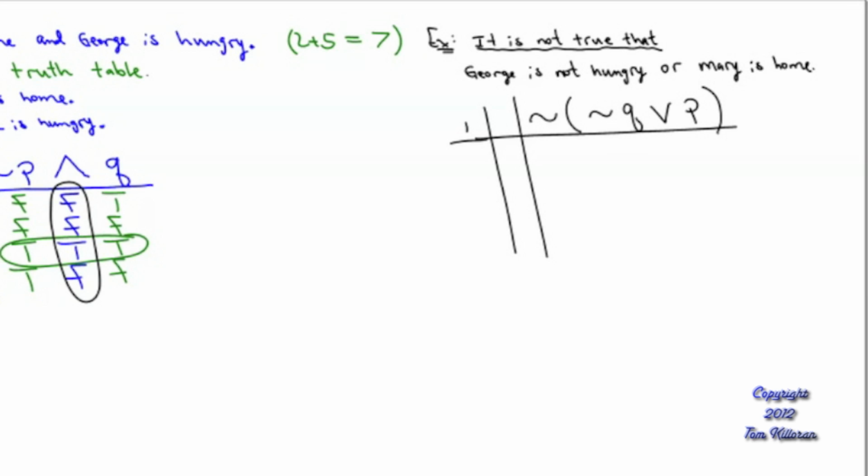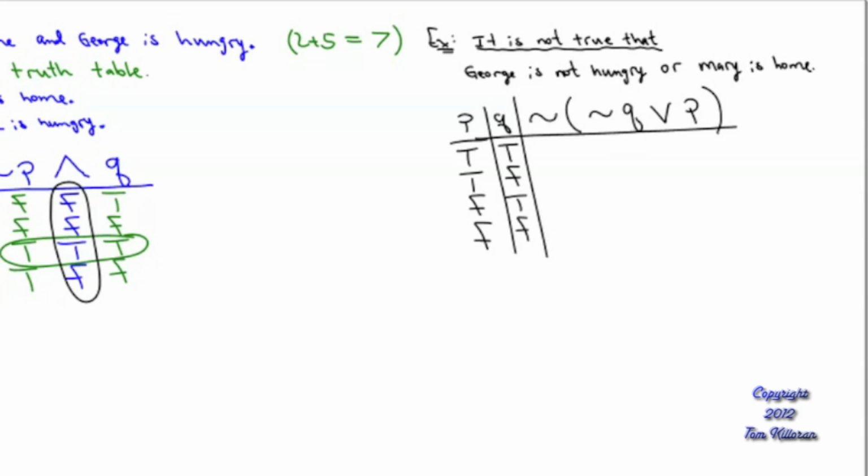So we still have P over here and Q over here. And P is true, true, false, false, true, true, false, false. And Q is true, false, true, false, true, false. That never changes. That stays the same no matter what's happening in the statement. Where should I start?